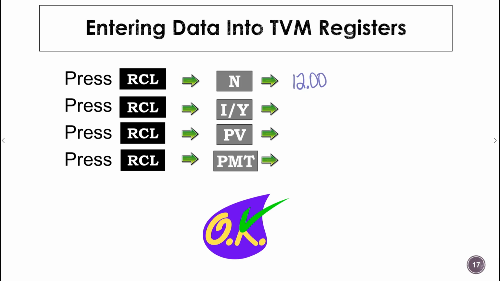On this last question, if you press recall N, you should see this. Right? There were 12 periods, 3 years, 4 times per year. When you press the IY key, you will get 1.25. That's our periodic interest rate. For present value, I don't think it has the dollar sign, it just has negative 750, and it'll have the 2 zeros there. And then on the payment, it will look like this.